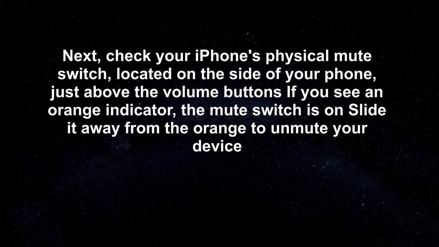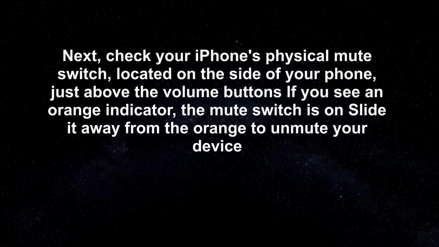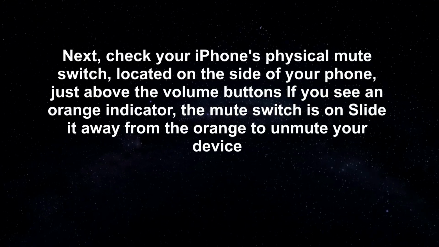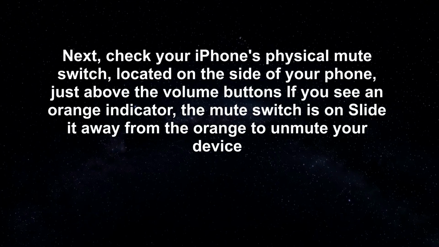Next, check your iPhone's physical mute switch, located on the side of your phone, just above the volume buttons. If you see an orange indicator, slide the mute switch away from the orange to unmute your device.